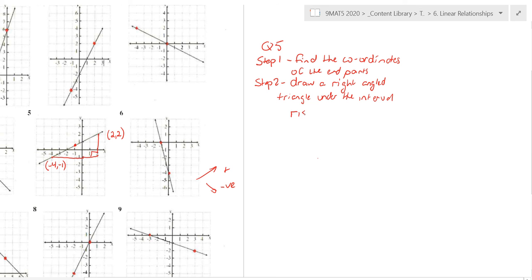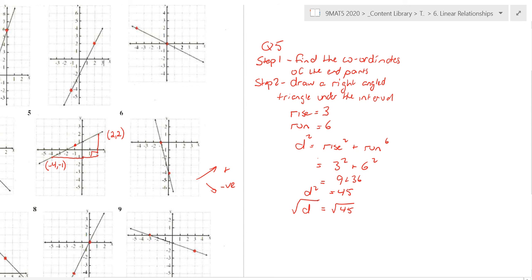So our rise had a value of 3, our run had a value of 6, and our distance is equal to the square root of our rise squared plus our run squared. Our rise is 3 squared plus 6 squared, so that is equal to 9 plus 36 equals 45. D squared equals 45, therefore D is equal to the square root of 45.